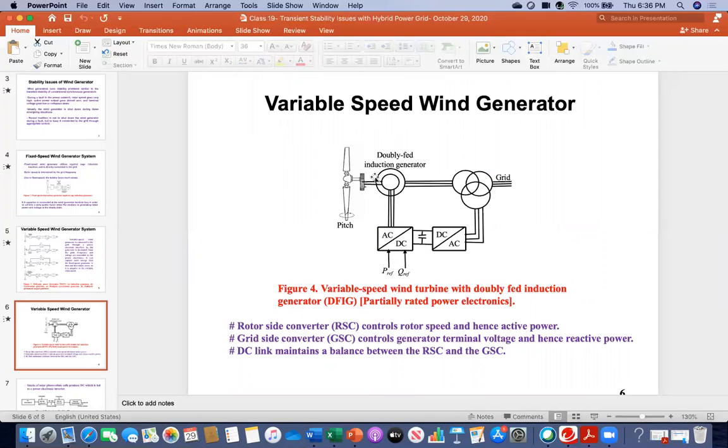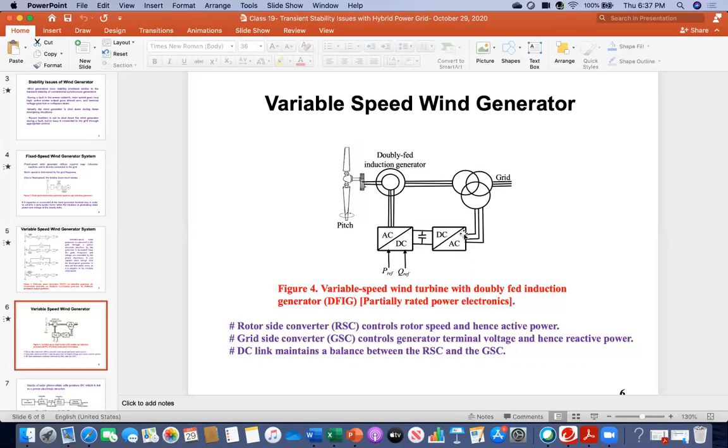The outer rim is called the stator and the inner circle is called the rotor. So from here, with the help of power electronics, the rotor circuit is being fed. Or in other words, from the rotor, with the help of power electronics, you are feeding the grid. Here, the stator is directly connected to the grid. So accordingly, it is called doubly fed. Both stator and rotor have a connection to the grid. That's why it is called doubly fed.